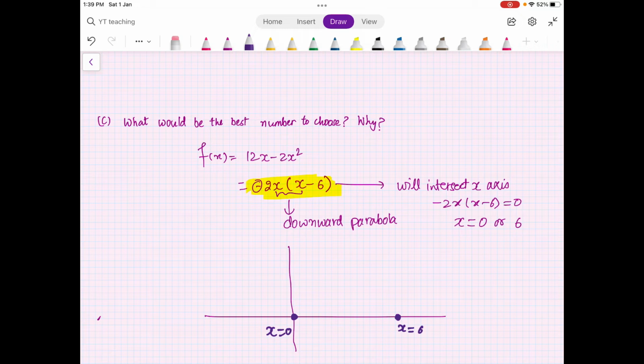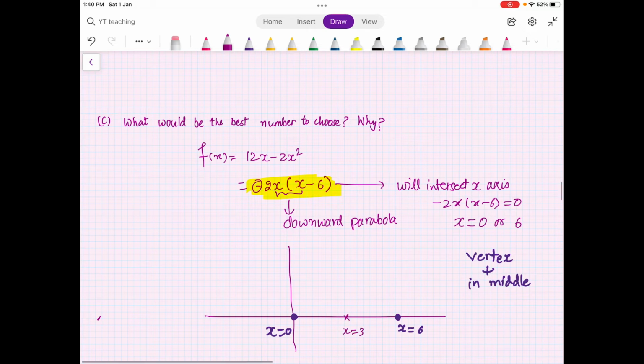So we have a downward parabola. And we know that the vertex is in the middle of the points of intersection with the x-axis. So the graph would be a parabola that opens down, right? We remember that the x-coordinate of the vertex is halfway between the two x-intercepts, right? So our vertex will be at x equals 3.